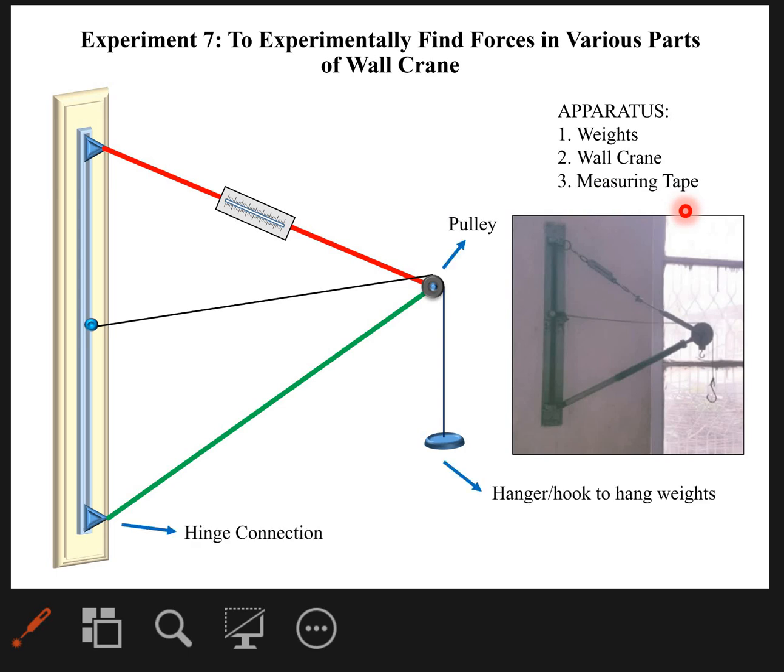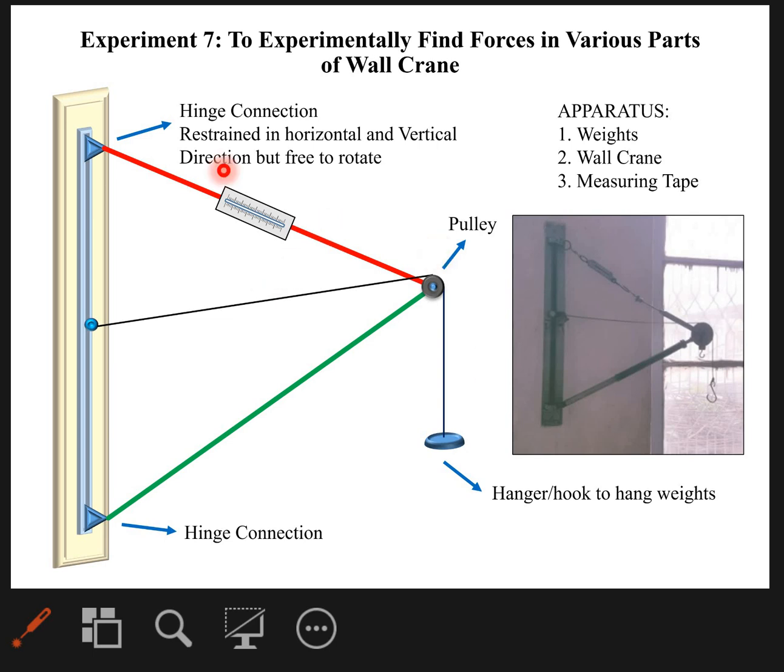This is how a wall crane looks like. The crane will be attached to a wall with a pin or hinge connection, and a spring balance is attached in the upper cable. You can see that the middle cable is attached to an adjustable connection which is passing from the pulley, and a hanger is suspended for hanging weights.